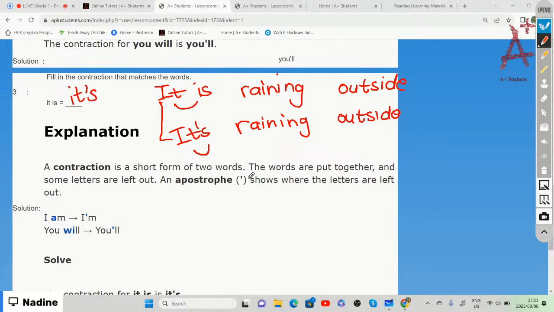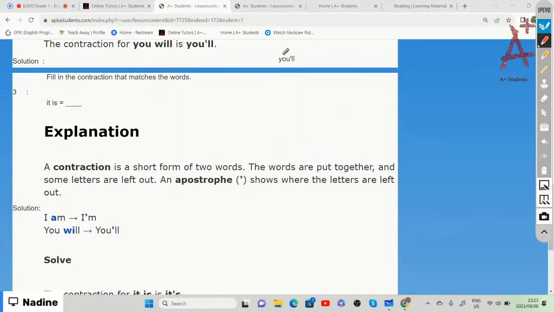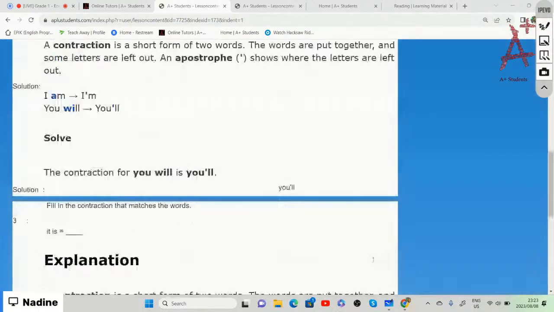So basically, a contraction is a short form of two words that are put together, and then some letters are left out. And remember, where we leave out letters, we put the apostrophe there. For example, with it's, or it is, we put an apostrophe and we left out the I. So we put the apostrophe S. All right, so now we're going to go to our test.